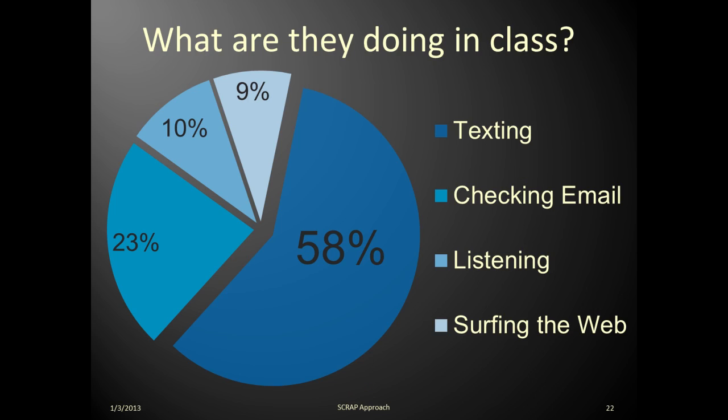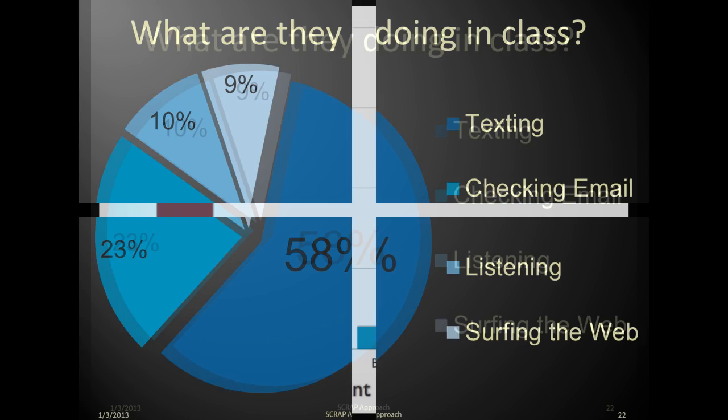It's obvious here that students are texting in class, but I know you're not texting right now because you're watching this video. So my point is that you can use colors to help your audience's eye go to exactly what you want them to pay attention to.